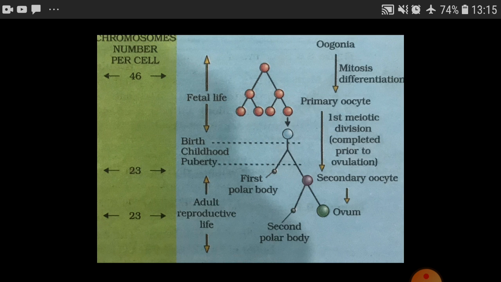It is at this stage that the primary oocyte within the tertiary follicle grows in size and completes its first meiotic division. It is an unequal division resulting in the formation of a large haploid secondary oocyte and a tiny first polar body. So see the difference here. The secondary oocyte retains the bulk of the nutrient rich cytoplasm of the primary oocyte.